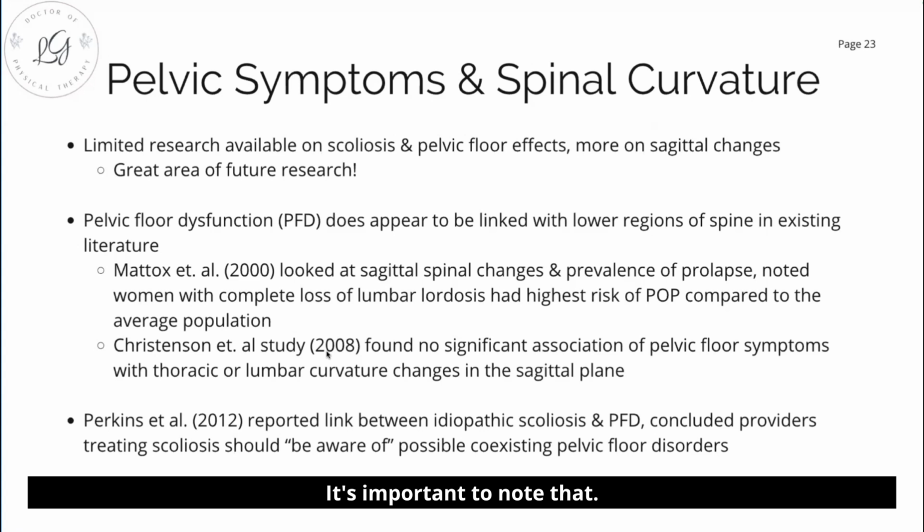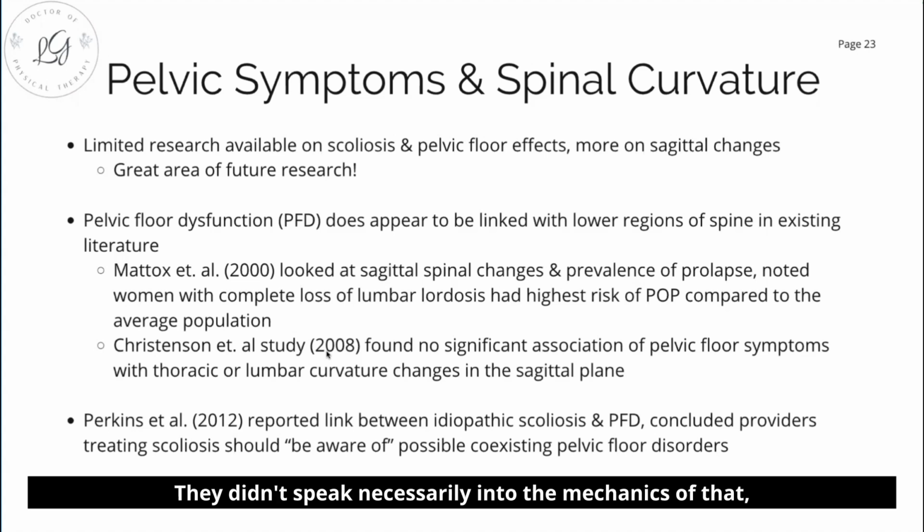It's important to note that, as I talked about, pelvic floor dysfunction does appear to be linked with changes in the lower regions of the spine. There are two studies that talk specifically about sagittal spine changes. Looking at the first study from 2000, Maddox et al. found that women with loss of lumbar lordosis or kyphotization of the lumbar spine had a higher risk of pelvic organ prolapse compared to the average population.